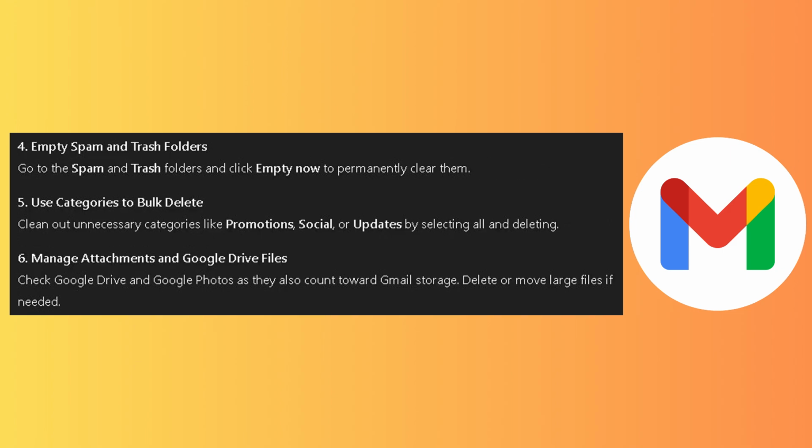Empty the spam or trash folder. Go to the spam or trash folder and click Empty now to permanently clear all of them. Use categories to bulk delete. Clean out unnecessary categories from promotions, socials, updates by selecting all, then clicking delete.